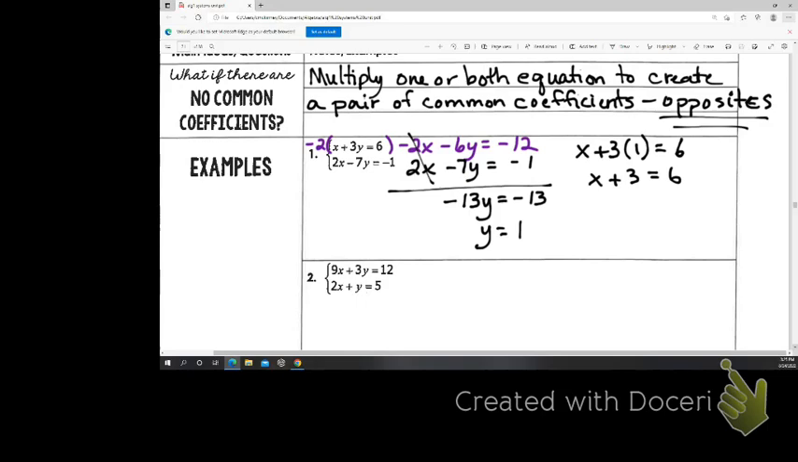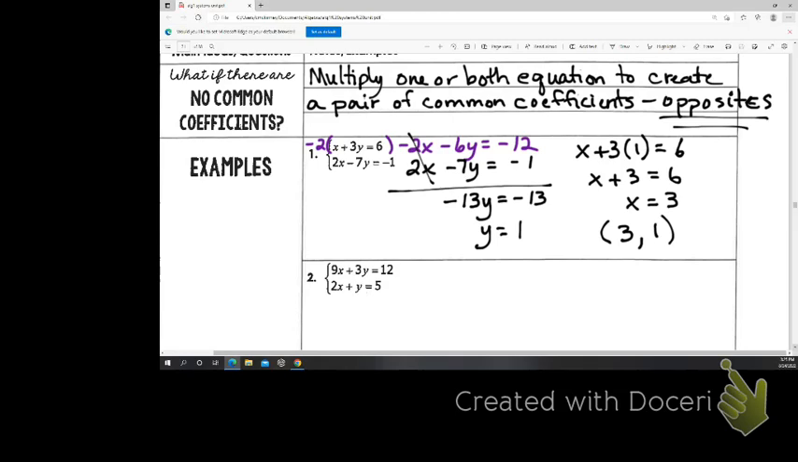So I plugged in 1 for y, so x plus 3 times 1 is 6. Now I'm going to take that 3 away from 6, and x is 3. So (3, 1) is my solution. And if I want to check, 2 times 3 is 6. Subtract 7 times 1, which is 7. So 6 subtract 7, ding, ding, ding, is -1. So life is good.